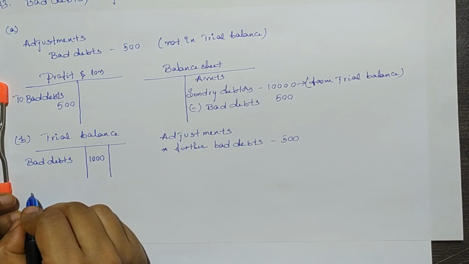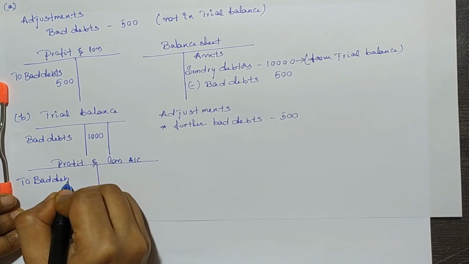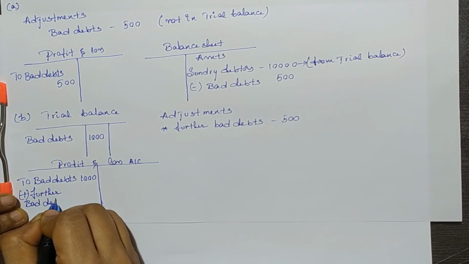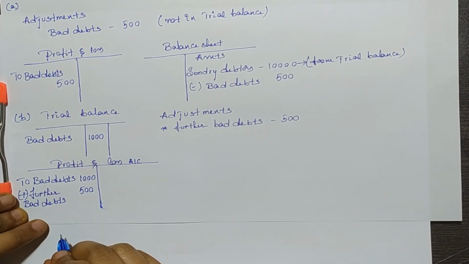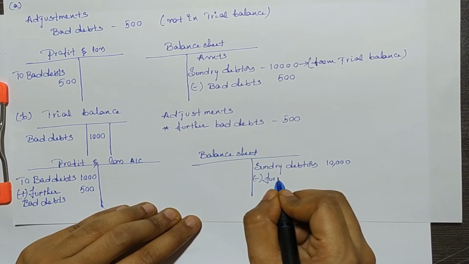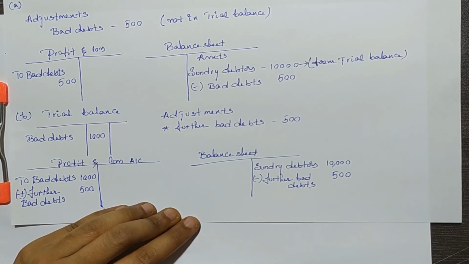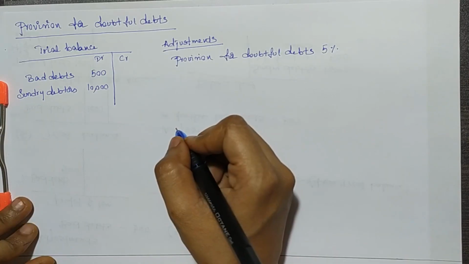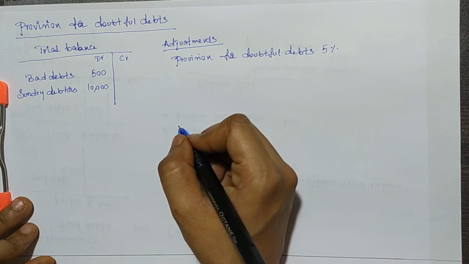Next is, in the trial balance we have bad debts amount and also we have further bad debts in the adjustments. In this case, we will add the further bad debts amount to the bad debts amount on the debit side of the profit and loss account. And also we will deduct this further bad debts amount from the sundry debtors amount on the asset side of the balance sheet. Now we will discuss the provision for doubtful debts adjustment.